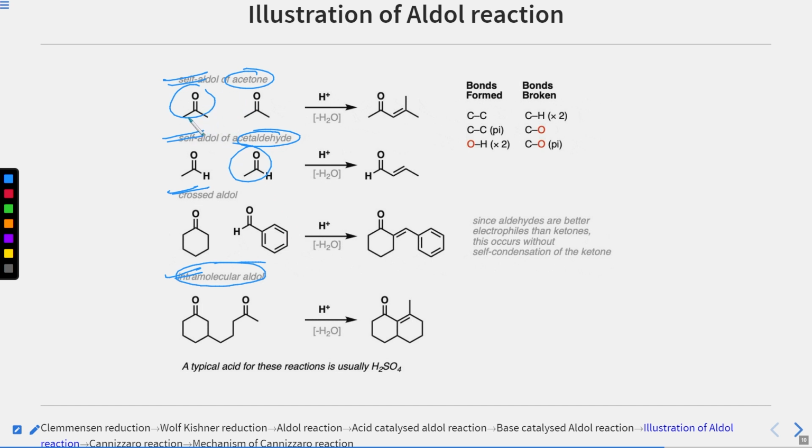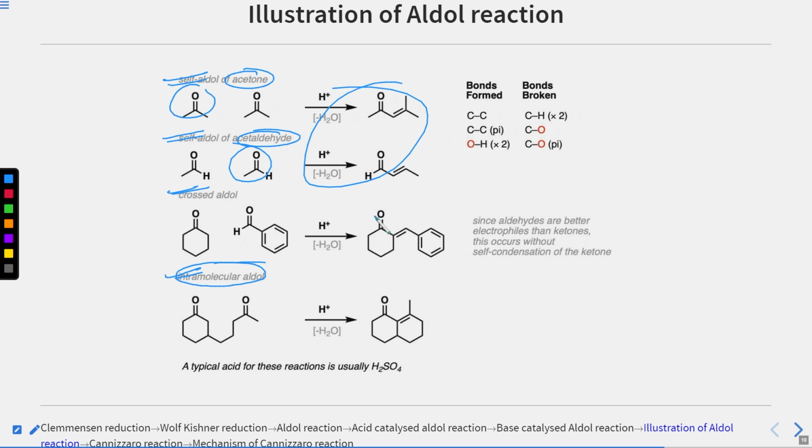Either of these can be protonated, or you can say deprotonated, based on the circumstances, whether it is acid catalyzed or base catalyzed, and another molecule will be undergoing your nucleophilic addition. Clear? All of these are alpha beta unsaturated products, meaning you are doing aldol condensation. Now, what is crossed aldol here?